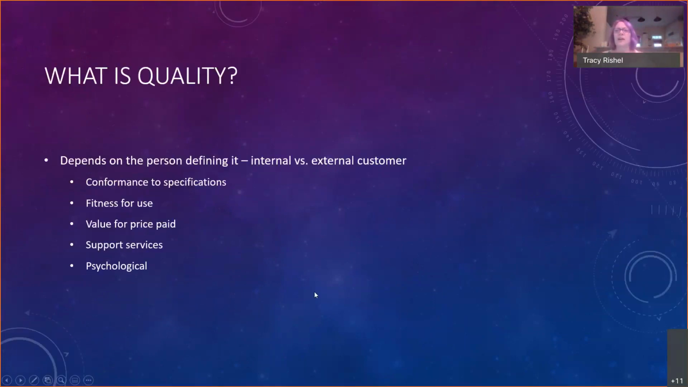So the first question when we're talking about quality is, what is quality? And obviously that's a good question, but it depends on who you are, what you're looking at, and whether you're an internal or an external customer. So when we define it, there's a lot of different ways to define quality.